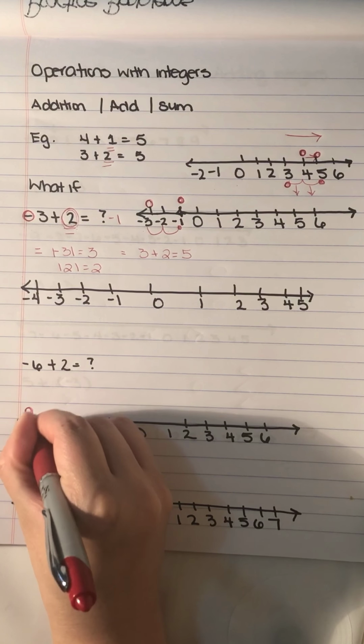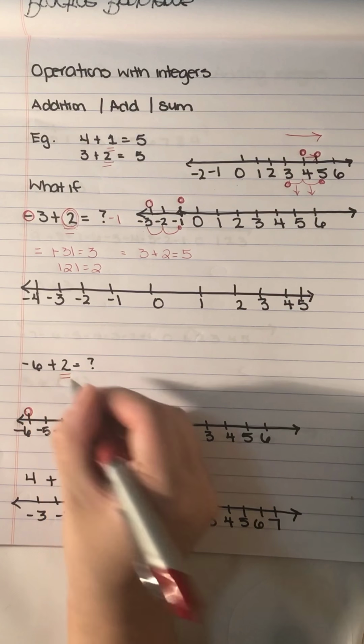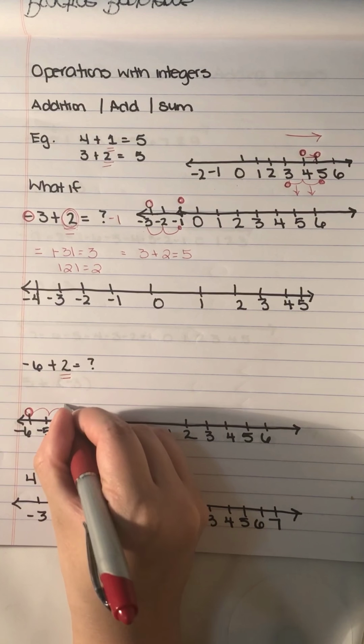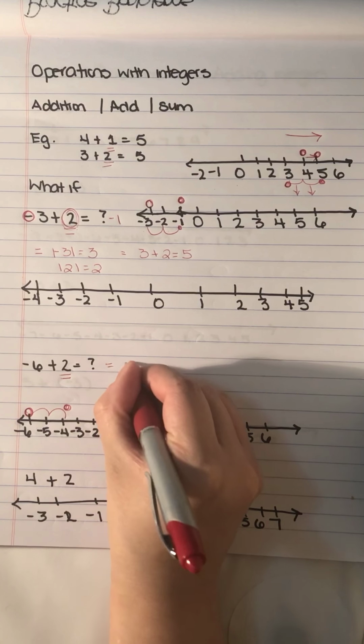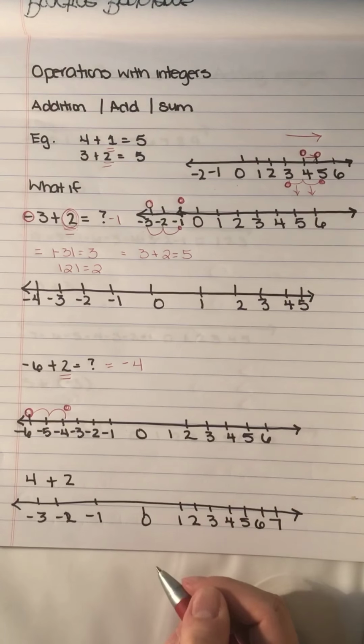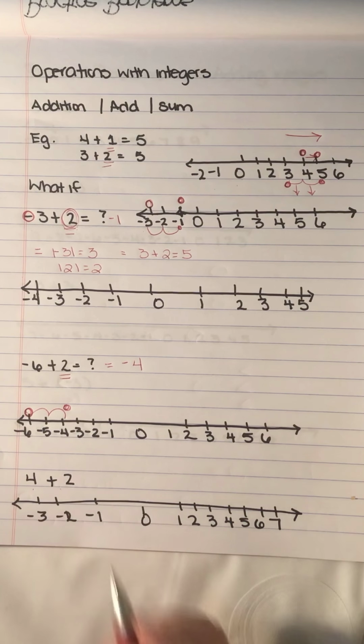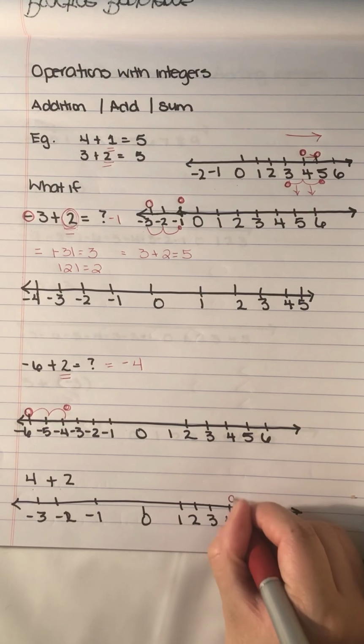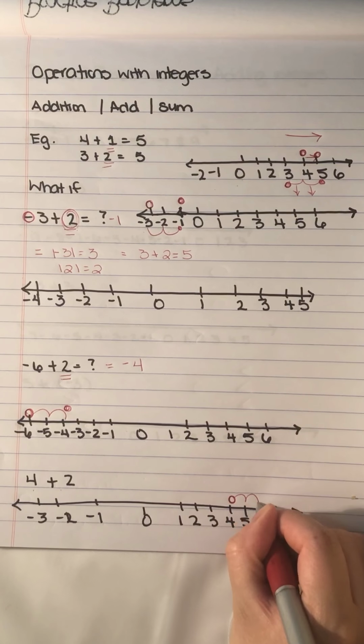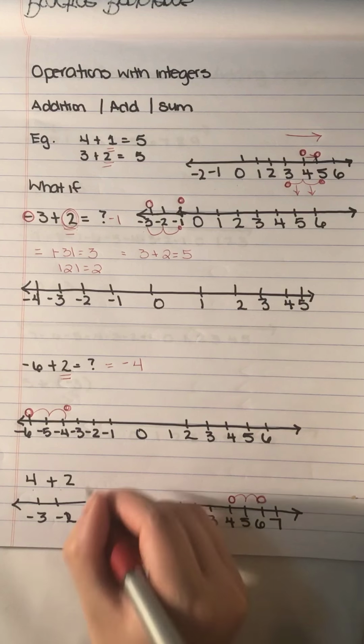-6. We want to add 2 spaces. 1, 2. So we're left with -4. Well, let's try something like 4 plus 2. We would start here, 2 spaces, and we're left with 6.